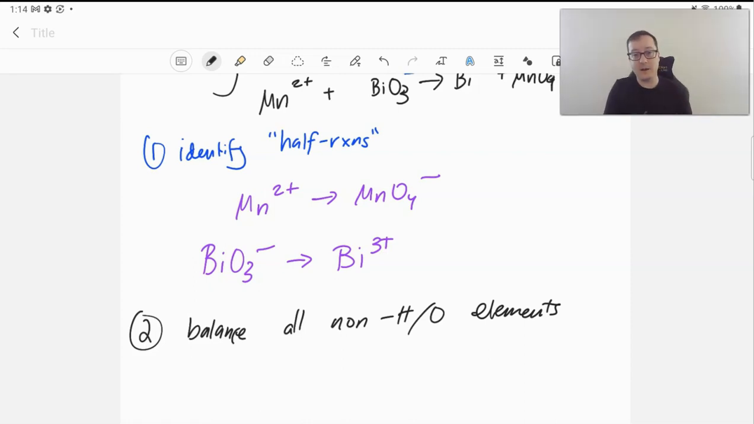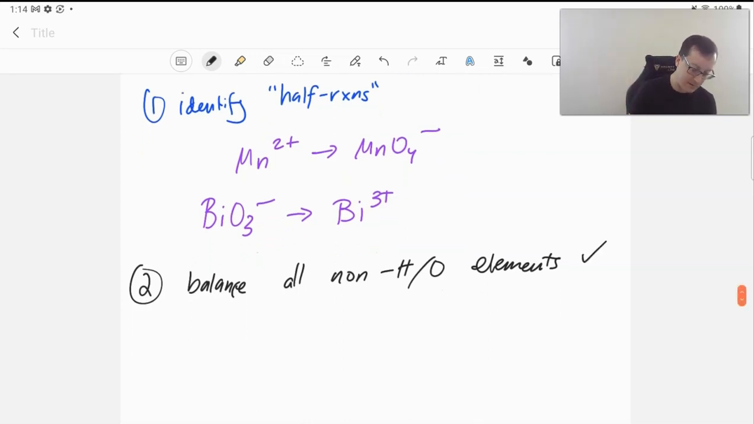If we look at our manganese one, we have one manganese on each side. Don't care about oxygen yet. For the bismuth one, it looks like we have one bismuth on each side. Don't care about the oxygens. So that's great. Check. Done. Nothing's changed.